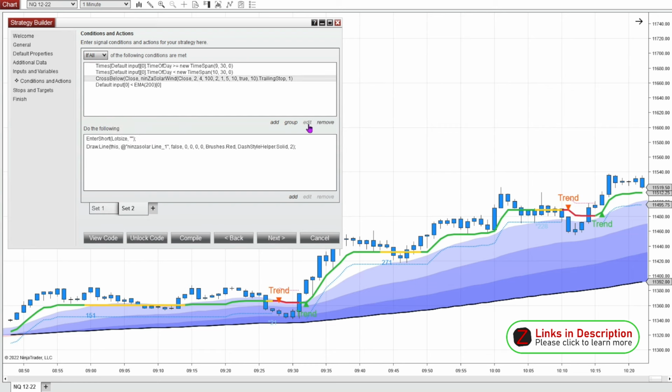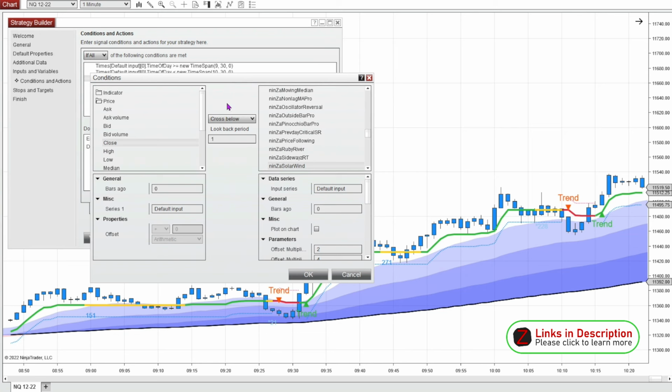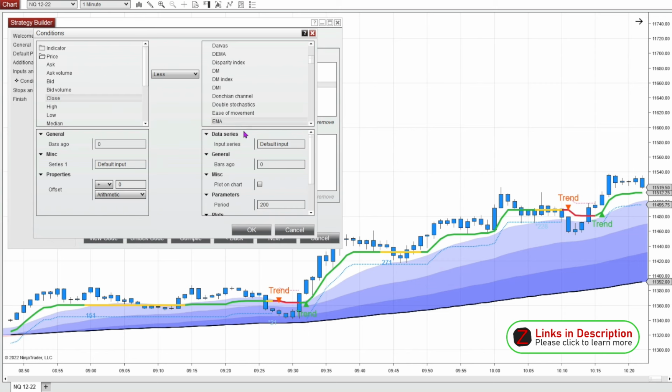Same exact conditions for the shorts. The only thing we do with the shorts is instead of a cross above, we do the close crossing below the solar wind value plot trailing stop. And the same for the EMA, we just change the one parameter on there. The close is less than the 200 period EMA.